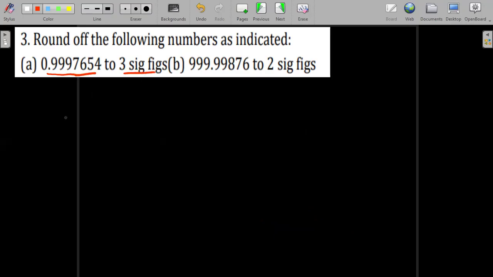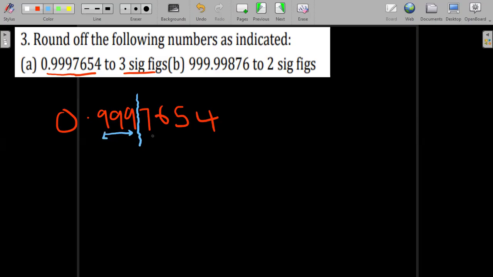Okay, so what are we going to do? So let's write this number. 0.9997654. So how can we round off this number to three significant figures? Okay, so we have to know the rules of rounding off. So we are going to draw a line here. So these here are three significant figures.